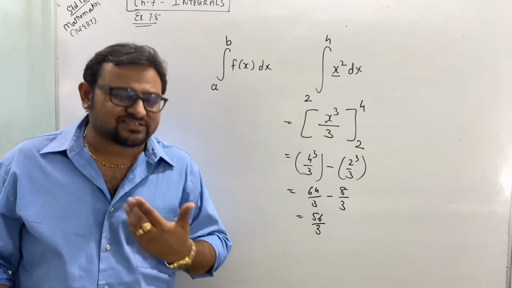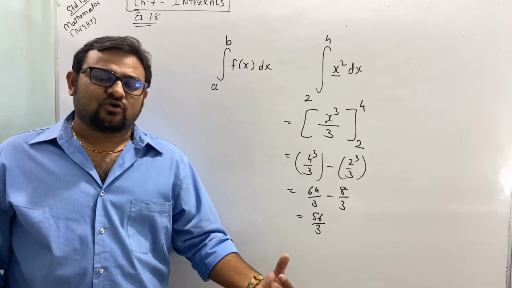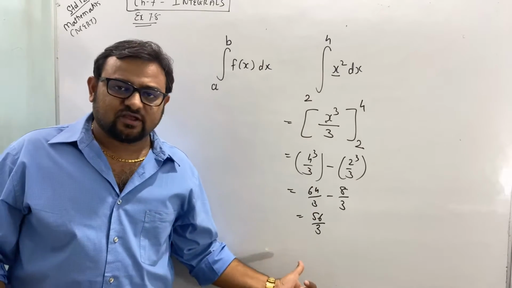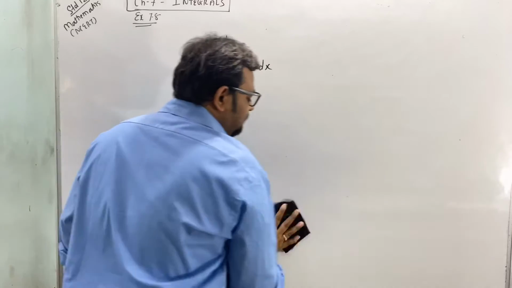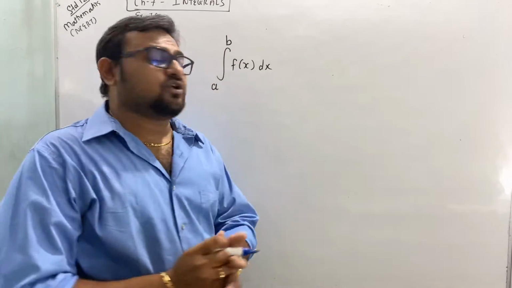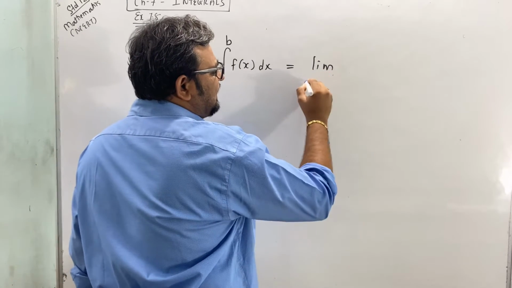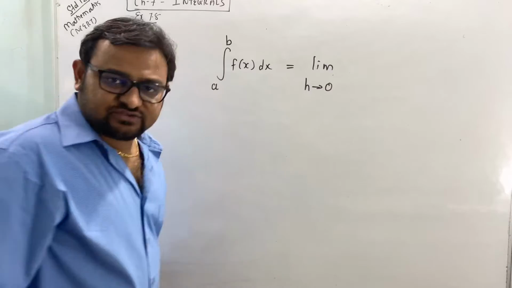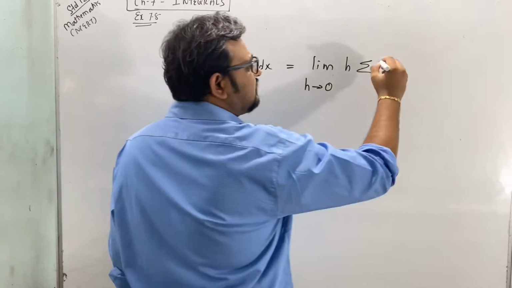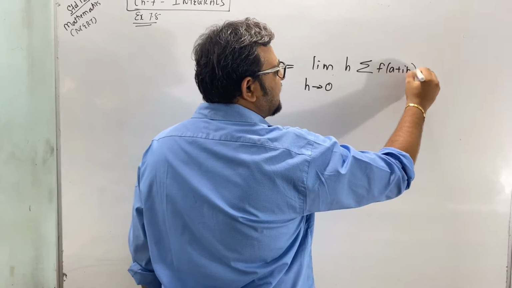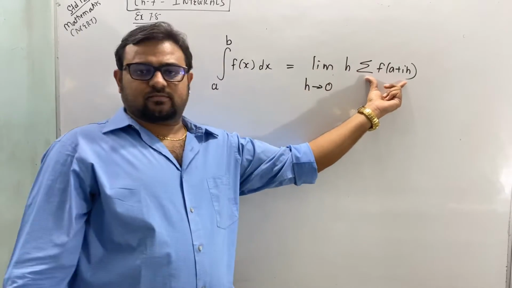But if the question says to find the integral using the method of limit of sum, then in the exam you should not write the direct method. Let me explain now what the limit of sum is. When the question is about limit of sum, you have to answer by this method: limit h tends to 0 of the summation of f of a plus i h. We will be using this method, limit of a sum.